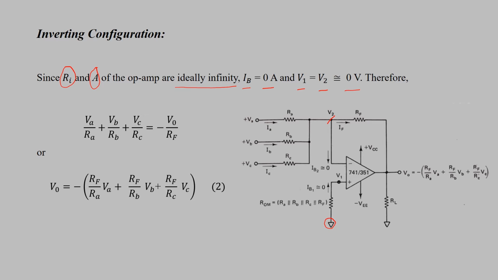This makes IA, which is equal to VA upon RA, plus IB, which is equal to VB upon RB, plus IC, which is equal to VC upon RC, equal to minus VO by RF, where IB is 0. So this makes the output voltage VO equal to minus in bracket RF by RA into VA plus RF by RB into VB plus RF by RC into VC.